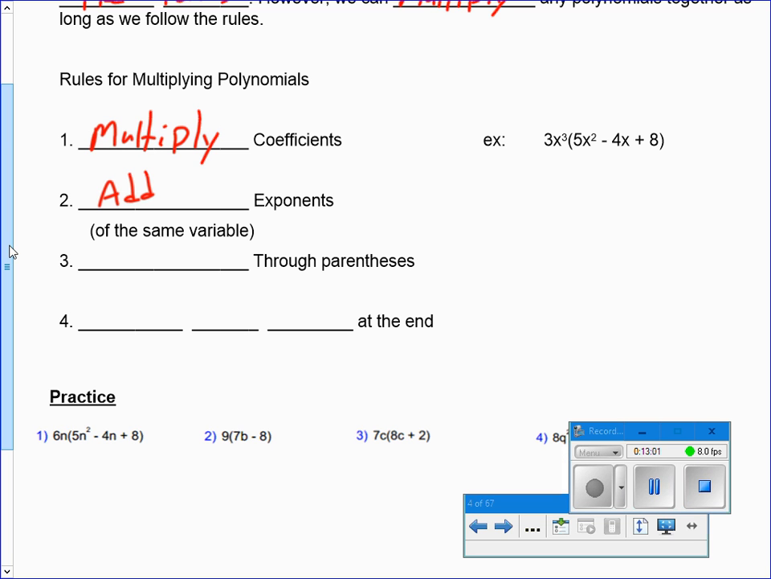Now, one thing to remember is you need to distribute through parentheses. Right, all the way through the parentheses, not just to the first term. And at the very end, we always want to make the problem as simple as possible by combining like terms at the end.